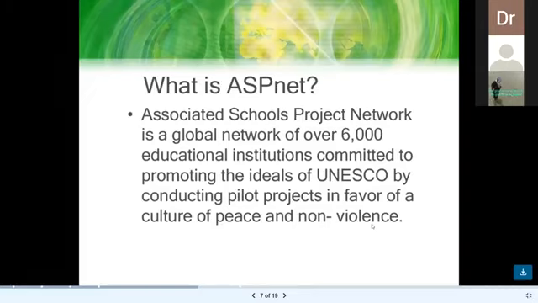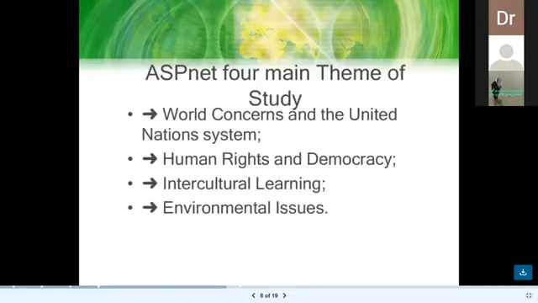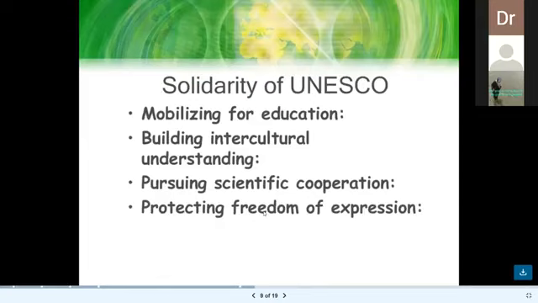The 4 main themes of this study are world concerns and the United Nations system, human rights and democracy, intercultural learning, and environmental issues. So the main concern is to protect human rights and democracy, intercultural learning, and environmental issues. The solidarity of UNESCO is mainly the mobilization for education, building intercultural understanding, pursuing scientific cooperation, and protecting freedom of expression.